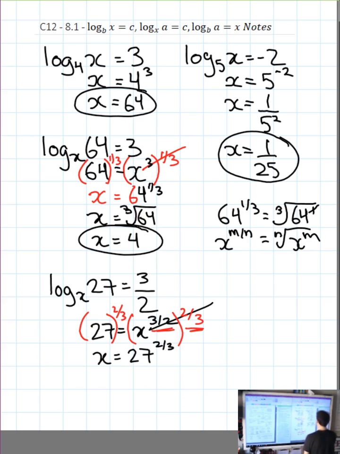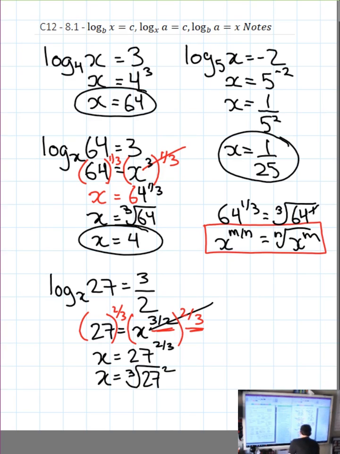Now again, I can apply the same rule I did in the last question, changing from a fractional exponent to radical form. So x equals the cube root of 27 squared. Now this is a complicated looking thing. Let's take it off to the right. So the cube root of 27 squared.